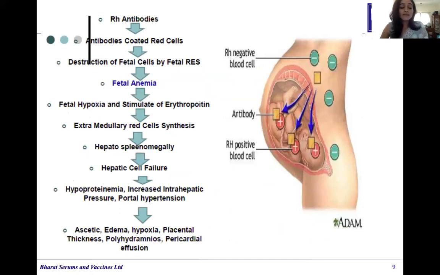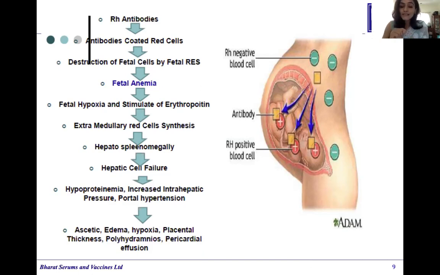So why is it called erythroblastosis fetalis? What happens is that anti-D, anti-Rh antibodies cross from the mother to the fetus. These antibodies coat the fetal RBCs. There is destruction of the fetal RBCs by the fetal reticuloendothelial system. Now, the reticuloendothelial system of the fetus is not mature till 16 to 18 weeks. So even though the fetal RBCs are coated by the maternal antibodies, it is not going to destroy these RBCs, and these coated RBCs are going to remain in circulation.